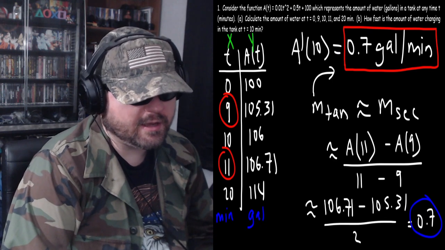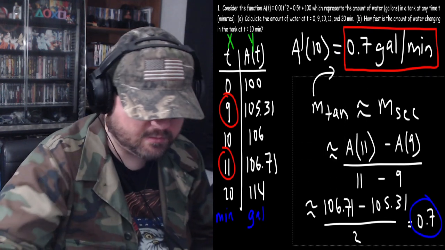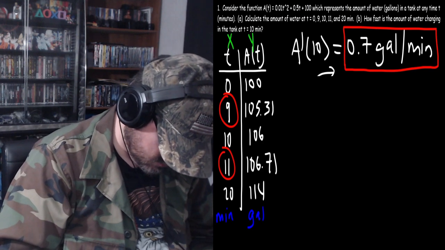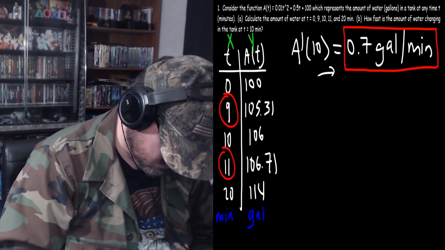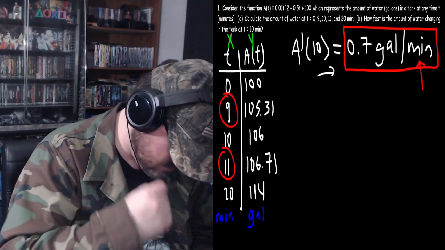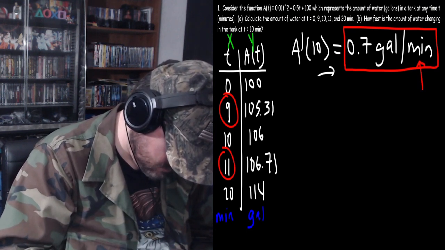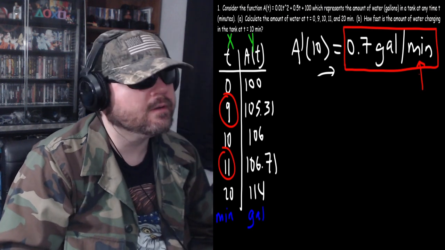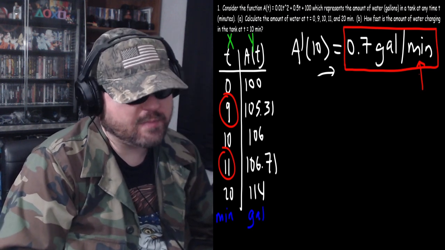Now, another way in which you could see the answer is by looking at the table. So remember, this is the amount of water that changes every minute. So 0.7 gallons per minute tells us that every minute the amount of water in the tank is increasing by 0.7 gallons.